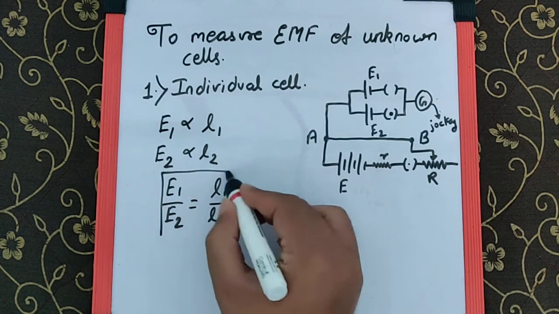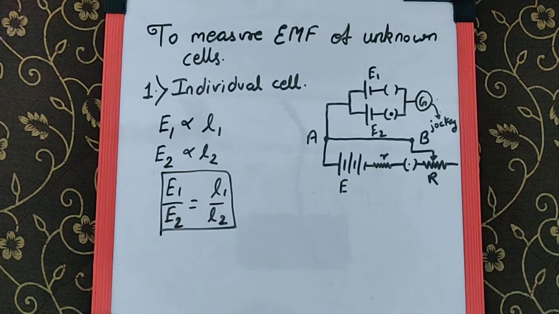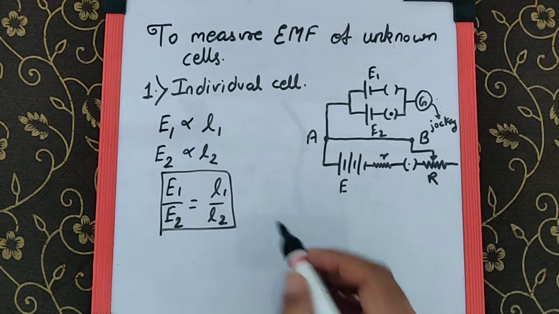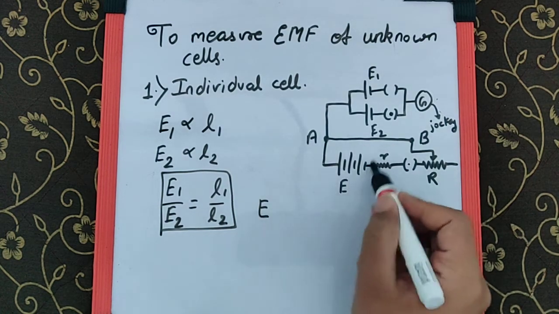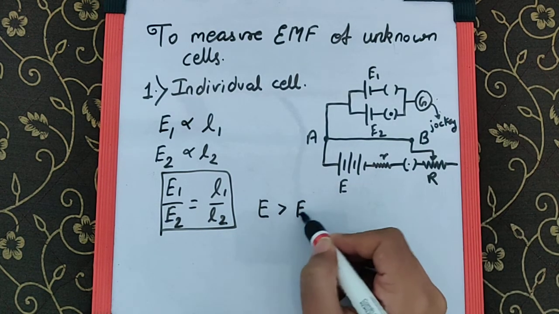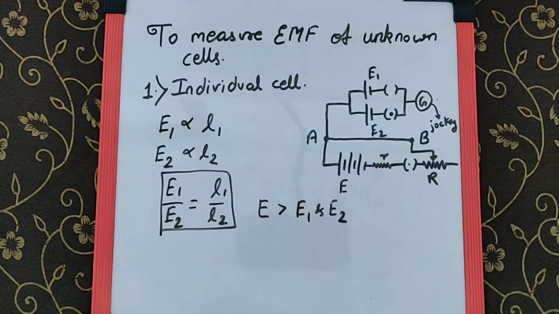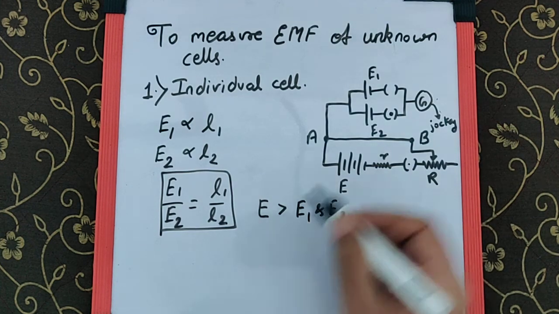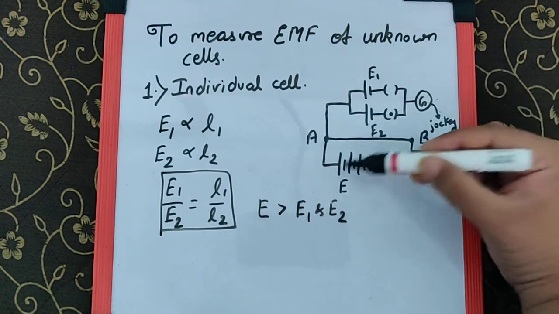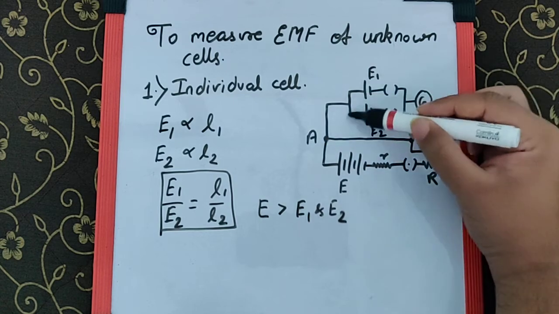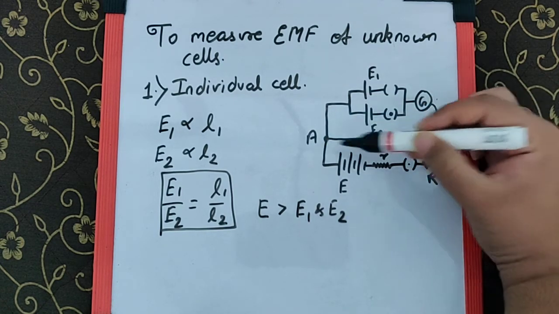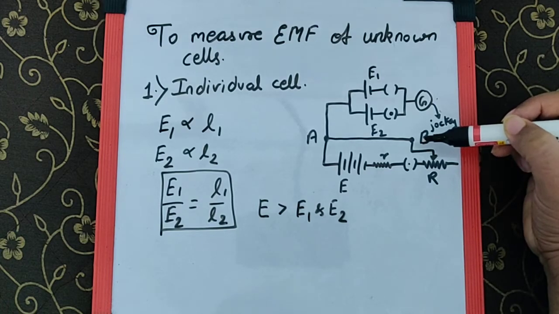So basically, if one of the two EMFs is known to us, we can find the EMF of any unknown cell. But while using this method, you have to pay attention to certain important points. The first point, the EMF of the main cell must be greater than both E1 and E2. This is a very important point. Second, the polarity of E1, E2 and E at point A should be the same. Otherwise, you will not get the null point in wire AB.